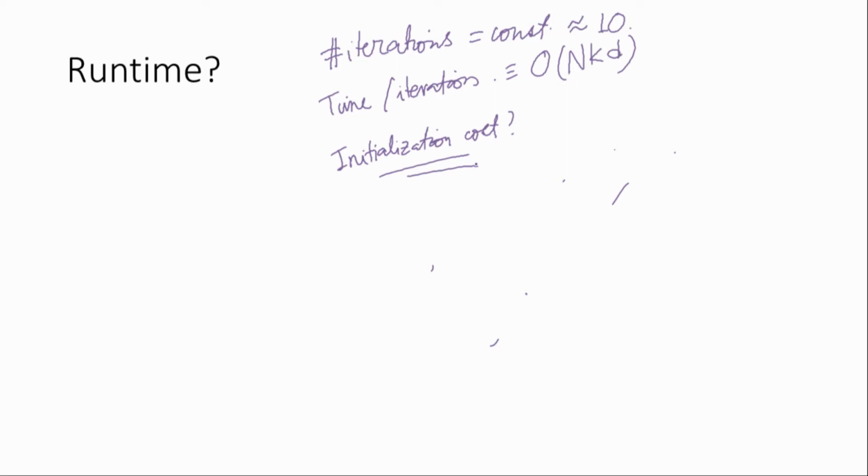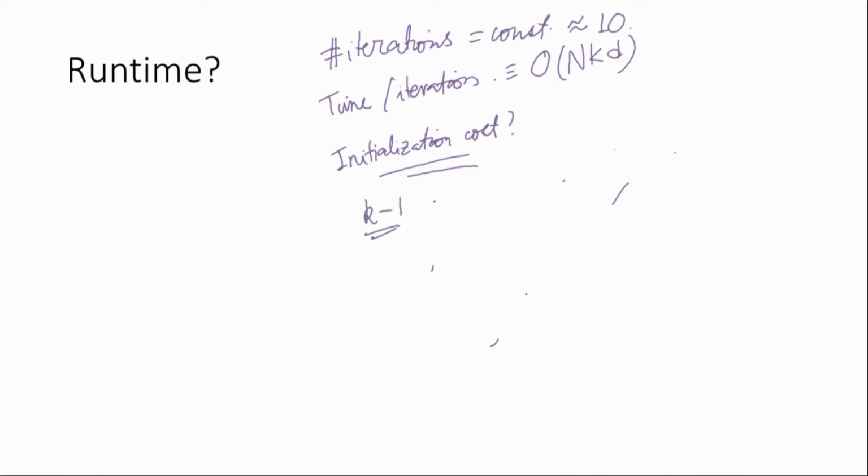Because initialization is tricky. We choose the first center uniformly at random. For the next center, we find out the distance of every point from the first center. We create this probability distribution. We sample from this probability distribution. That gives me the second center. Then we choose the third center. Then for choosing the third center, I again do this, find out D of x from every point, right? And then find out the distribution, sample from the distribution, and so on.